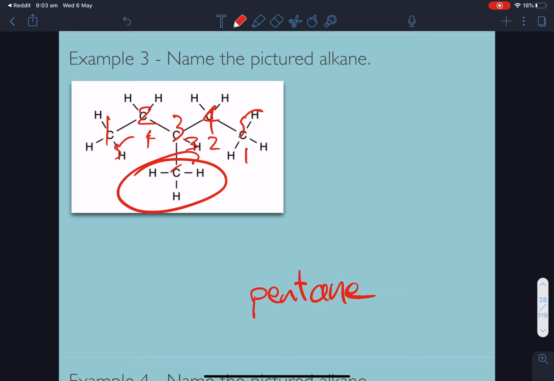I'll put the meth before that. And it's got a methyl branch on there, nothing else. So it's a methylpentane. I'll write that on there.